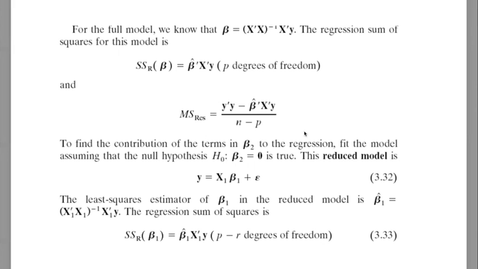Now, to evaluate the significance of the explanatory variables whose slope coefficients are contained in this beta 2 vector, in other words, to assess the contribution of those explanatory variables, we fit a separate regression model. We fit a separate model that imposes the condition of the null hypothesis. In other words, we fit a model that imposes the restriction that the slope coefficients in the beta 2 vector are all 0. We call that the reduced model.